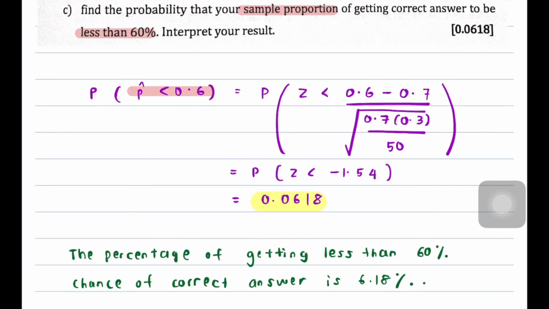Then the question asks, interpret your result. What can you say from this answer? This is actually the chance of you getting less than 60% of correct answers. So you can say the chance of getting less than 60% correct answers is 6.18%.